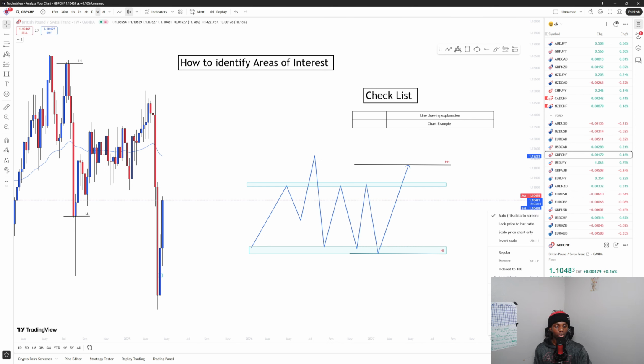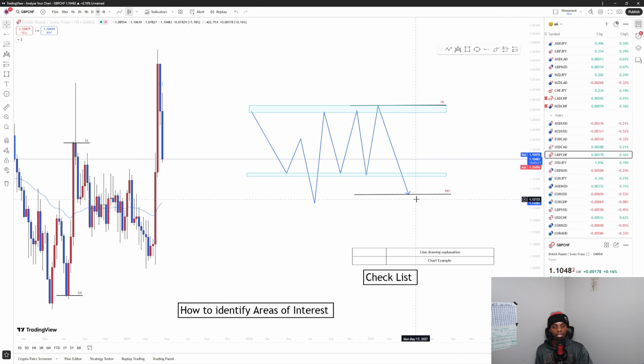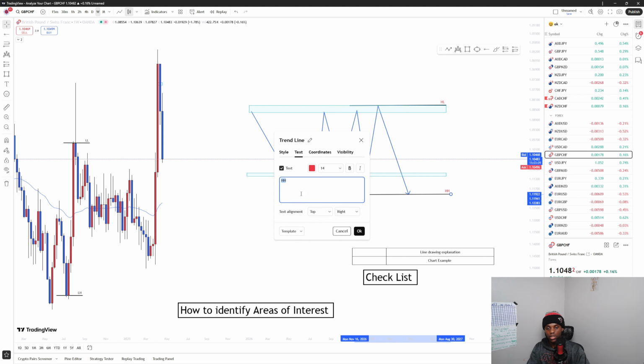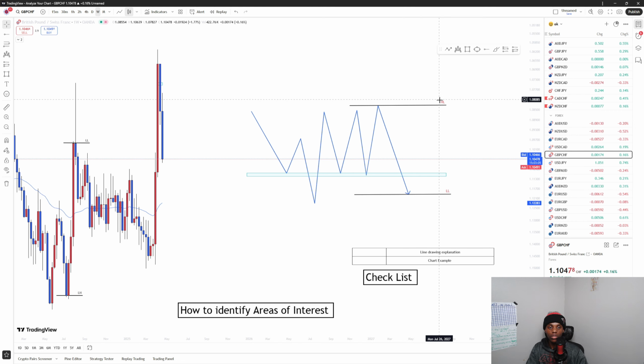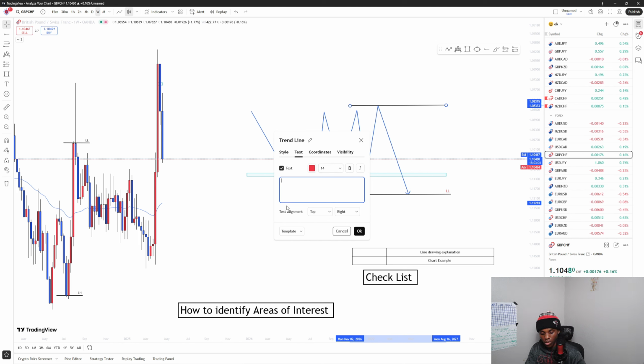Okay, now let's look at it when this is bearish. So let's switch this to lower low, lower high.